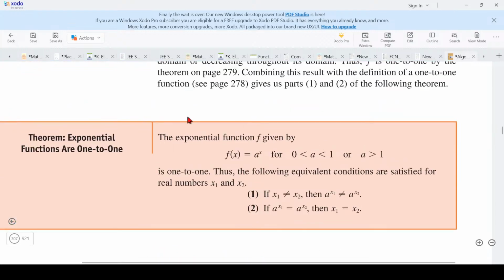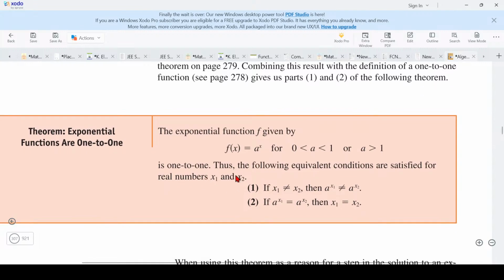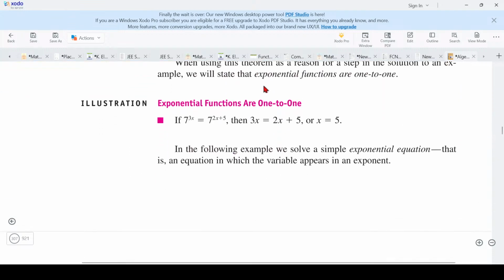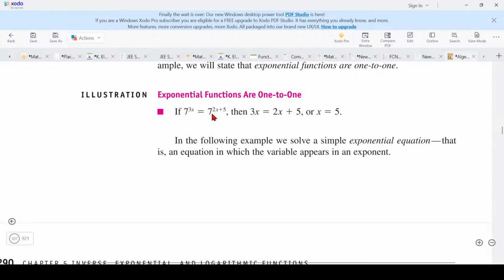Now, exponential functions are one-one functions. They are continuously increasing or continuously decreasing, so for two different x's there will be two different y's. Because they are one-one functions, if you get something like this, it automatically means 3x should be equal to 2x plus y. In other cases, you might not be able to say that.